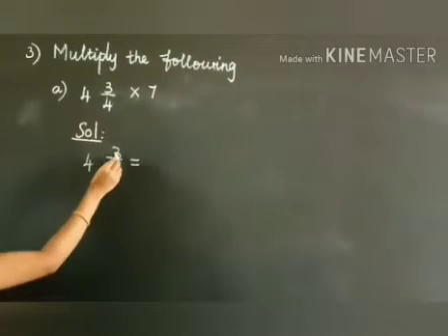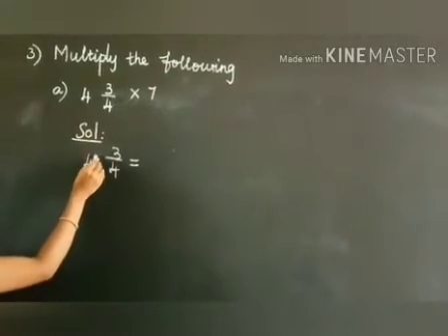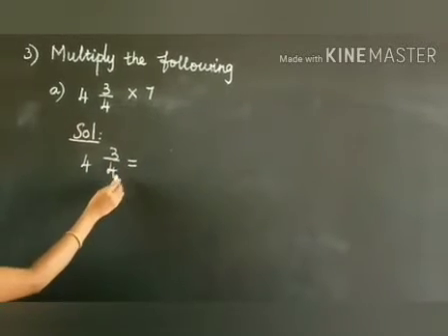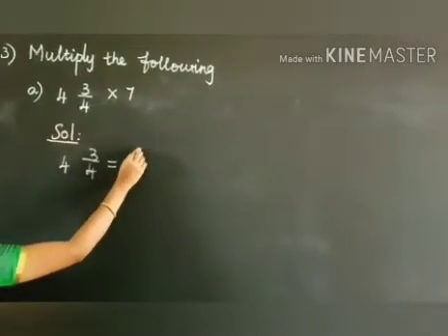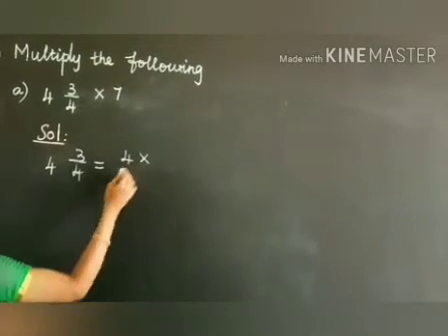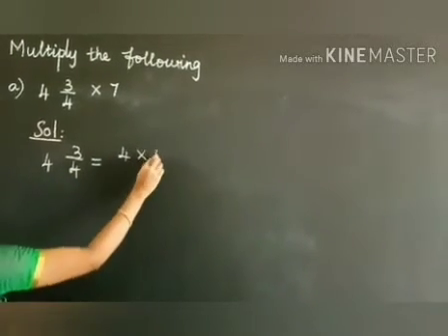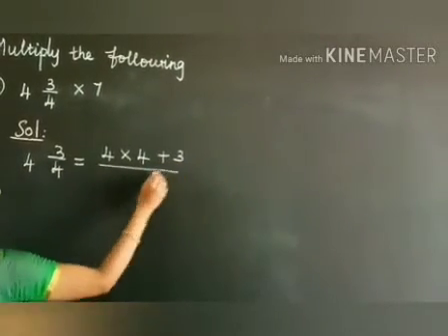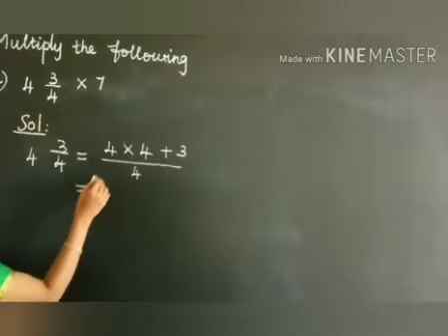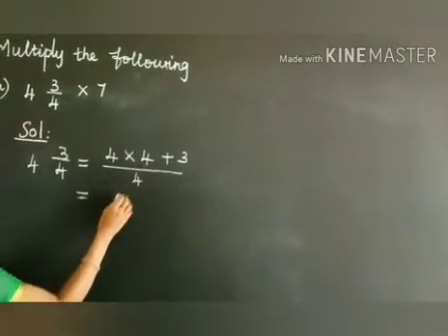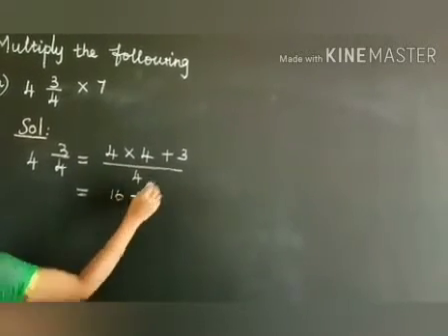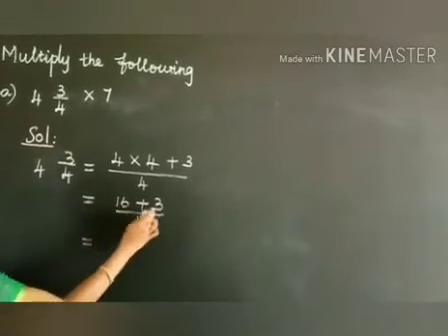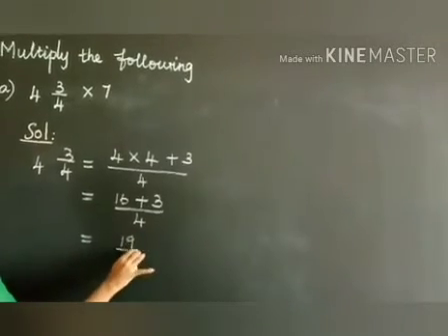That is 4 3 by 4. Here in the mixed fraction, the whole number is 4, the numerator is 3, the denominator is 4. Now we apply the formula: whole number into denominator plus numerator, divided by denominator, which is equal to 4 into 4, 16, plus 3, divided by 4, which is 19 divided by 4.